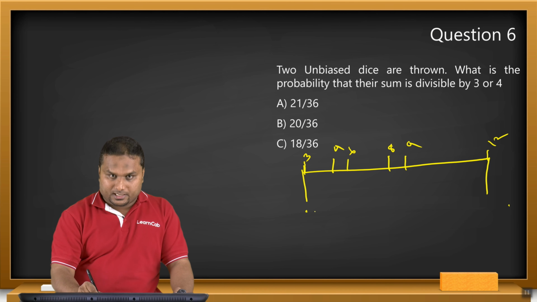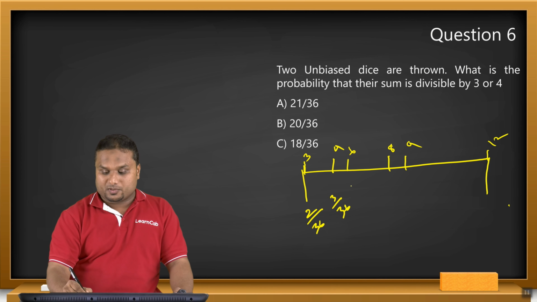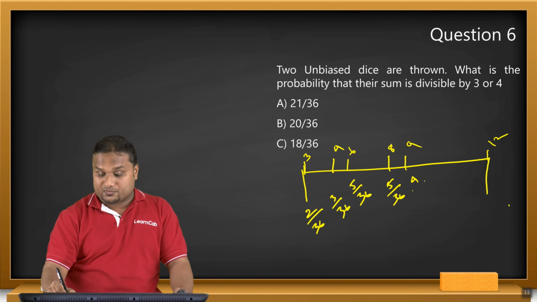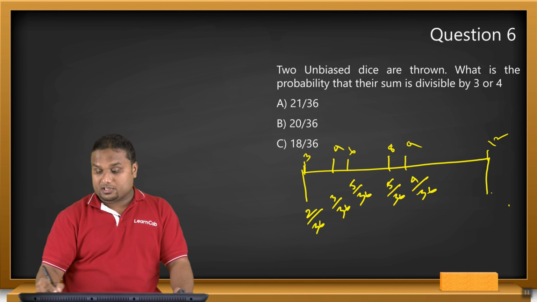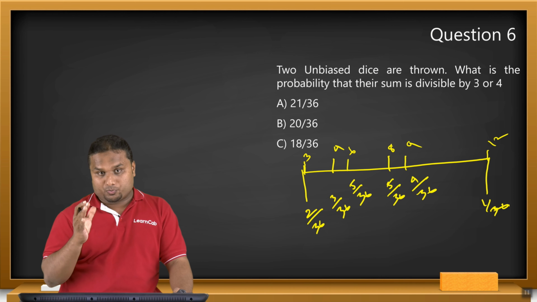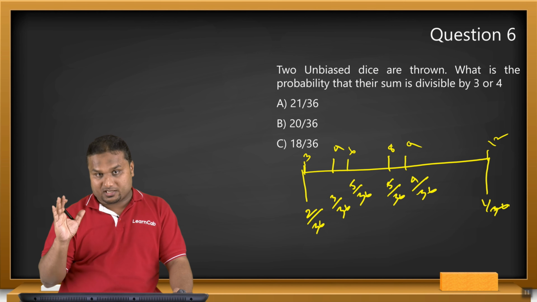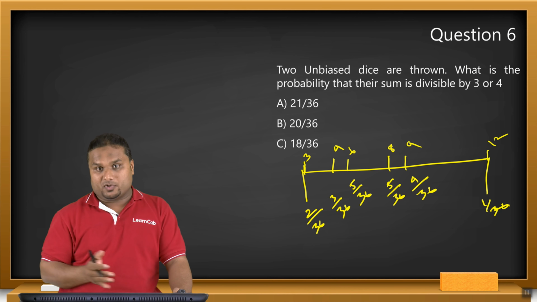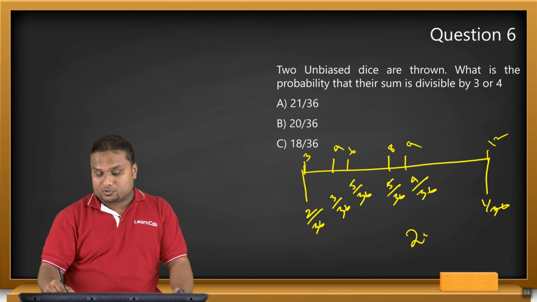Sum equal to 3 it is 2 by 36, sum equal to 4 it is 3 by 36, sum is equal to 6 means it is 5 by 36. Then sum is equal to 8 means it is 5 by 36. Sum is equal to 9 means it is 4 by 36. Sum is equal to 12 means it is 1 by 36. So adding 2 plus 3 plus 5 plus 5 plus 4 plus 1, that is 20. So the answer is 20.